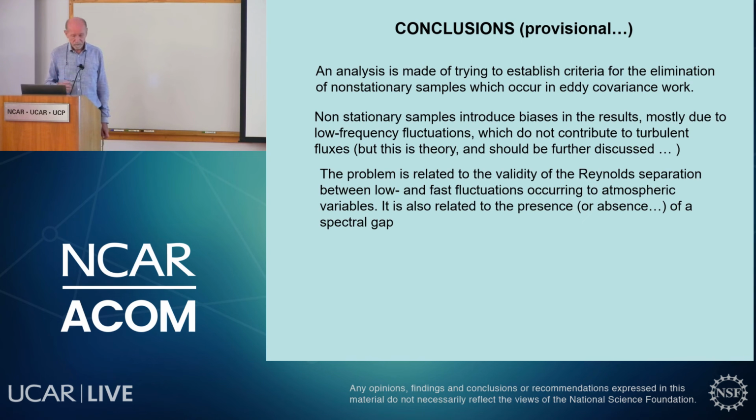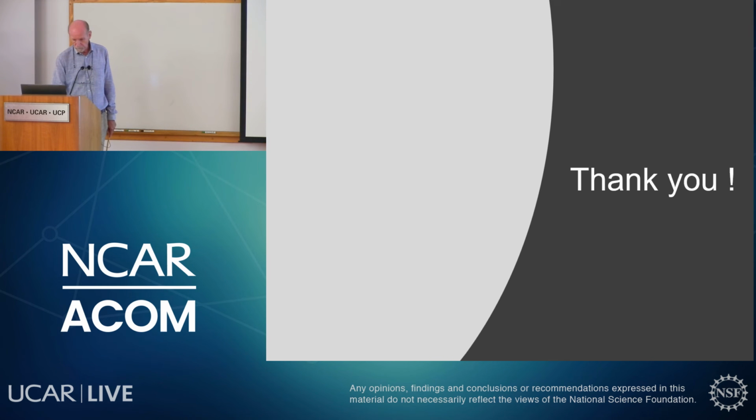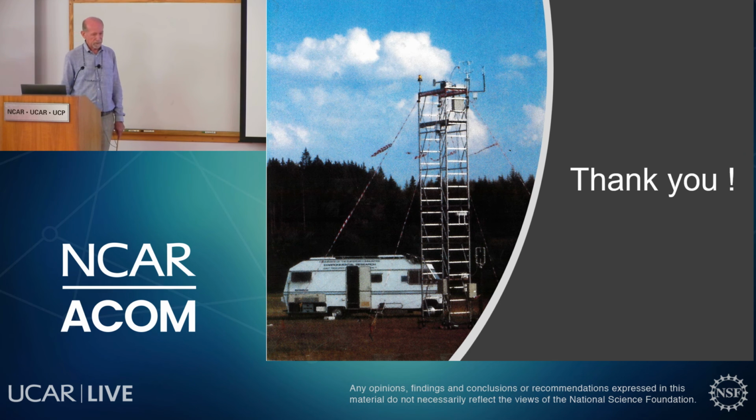Then the problem is of course related with the basic assumption of micrometeorology, which is the Reynolds separation between slow and fast fluctuations occurring to atmospheric variables. And this is also related to the presence or absence of a spectral gap. So this work is continuing, thanks to the cooperation of these three people: Professor Scaes from Louvain, Belgium, Dr. Famulari from Bologna, Italy, and Professor Gerosa from the University of Brescia in Italy. And thank you for your attention.